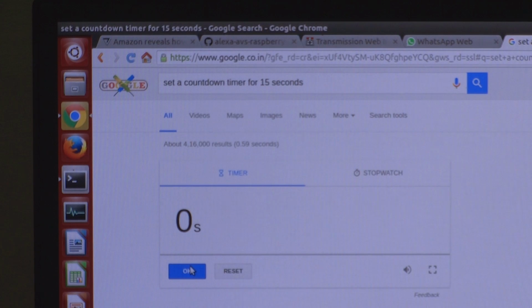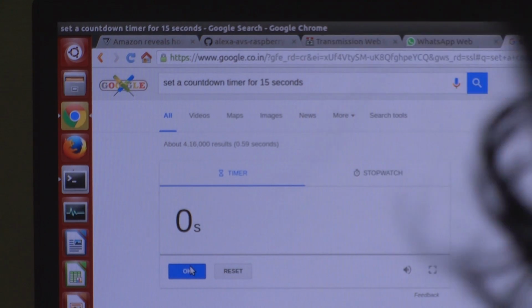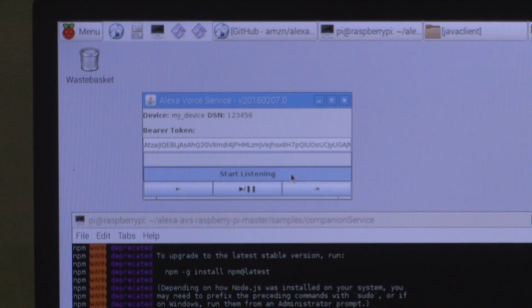Alright, so let's just try the same thing with Alexa on the Raspberry Pi. Start a countdown timer for 15 seconds. 15 seconds, starting now.